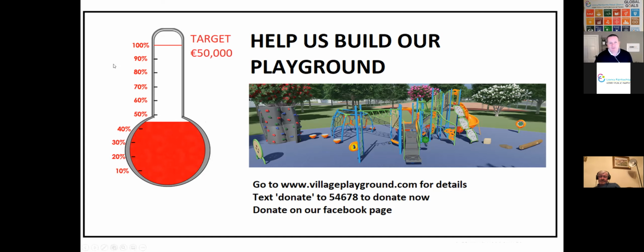Then on the left is the target of 50,000 euros and the thermometer, which a lot of you have seen in a lot of cases, where people say, okay, we're nearly at our target, help us get over the last 20,000 euros or the last 10%, whatever it might be. But this is very, very clear. You're asking them to help us build this, and we're nearly halfway there. Okay. So there's a bit of a motivator there for people, right?